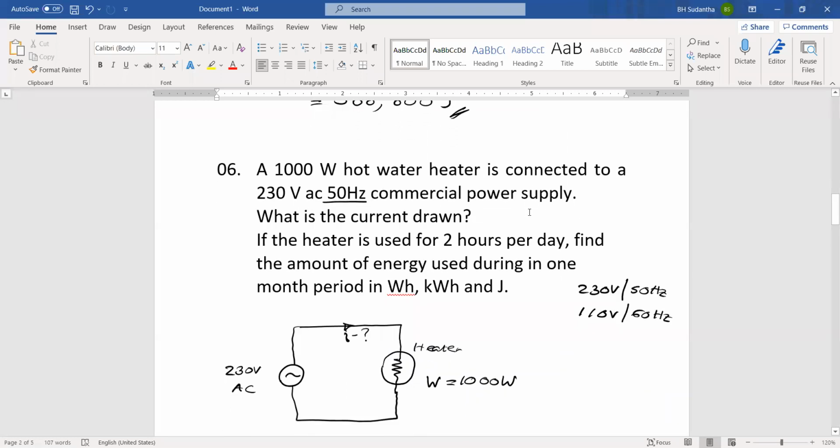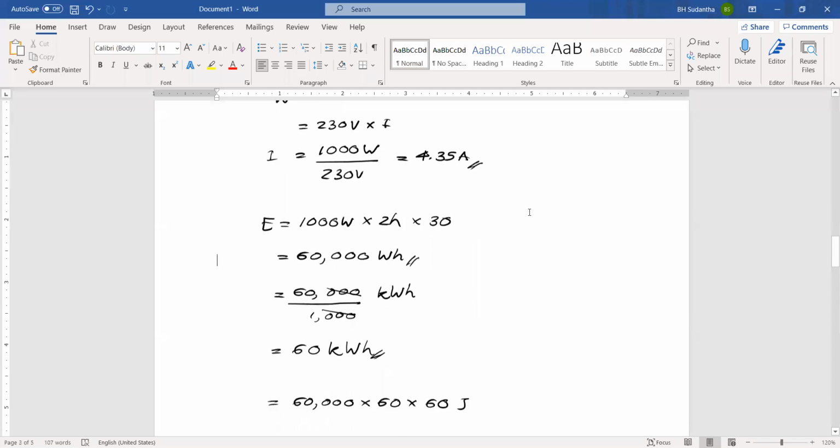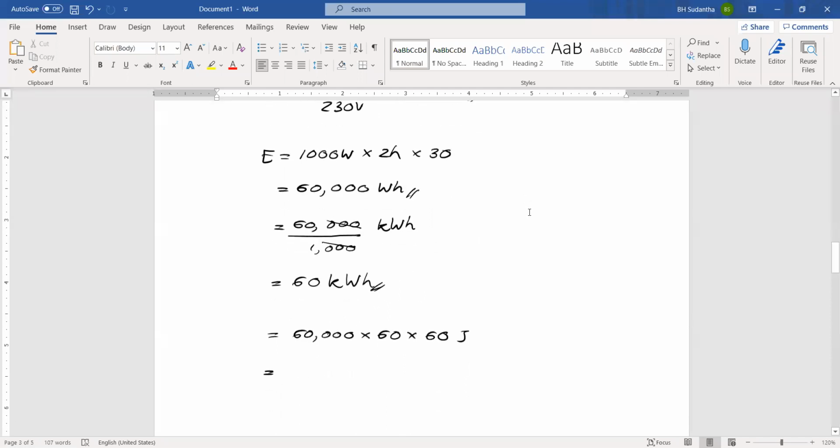Something wrong? 1000 watts, 2 hours per day for 1 month. Is it okay? This is correct, sir. Yeah. Then this is 216 million joules.